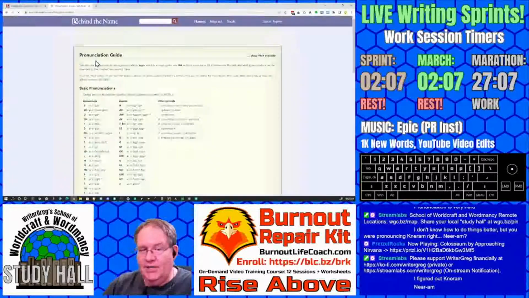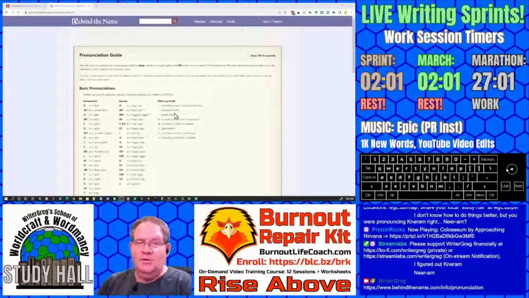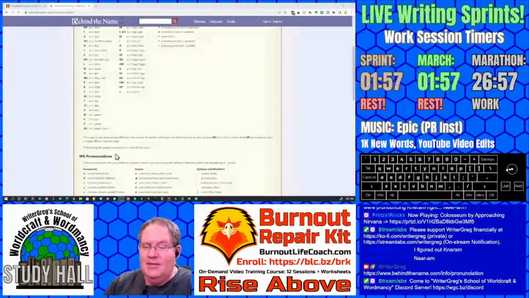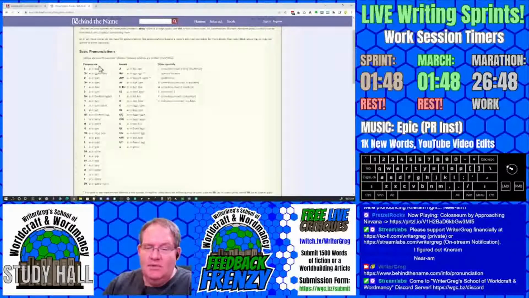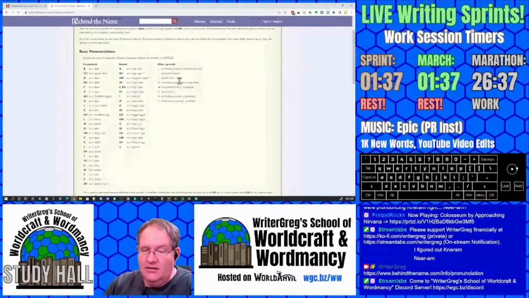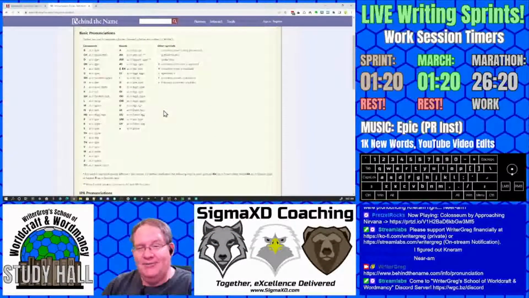I personally prefer the pronunciation guide from Behind the Name, because of the simple basic pronunciations and also the IPA pronunciations. So if you need to copy and paste these fancy letters, here's a very easy reference to do it. But I really like using these consonants and vowels and other symbols like a glottal fricative, a glottal stop. I think these are some really good things that we can use for our world building, and if we all just agree to use the Behind the Name pronunciation guide, we'll be able to more easily reference it and understand it.